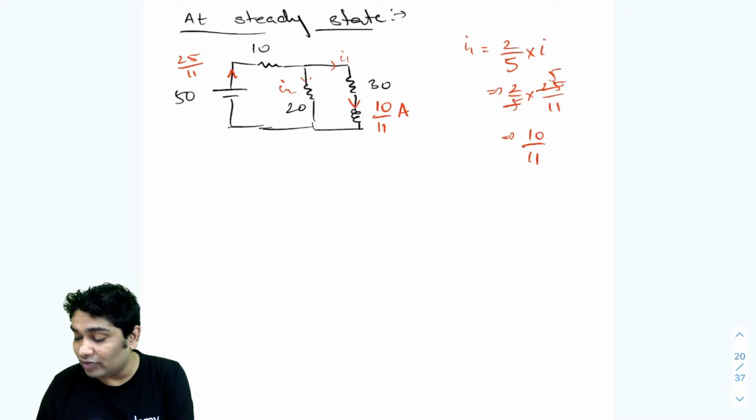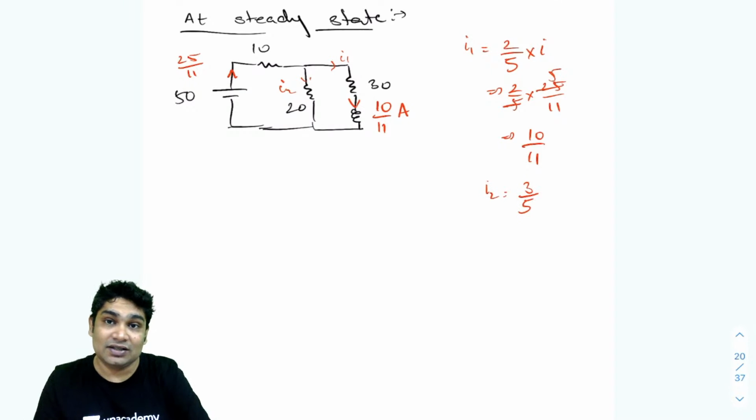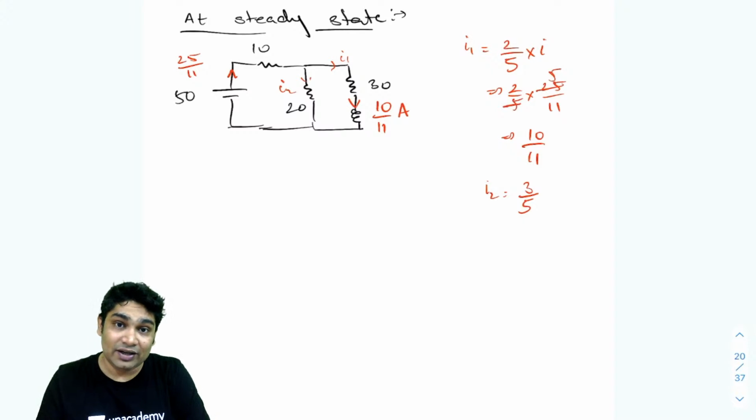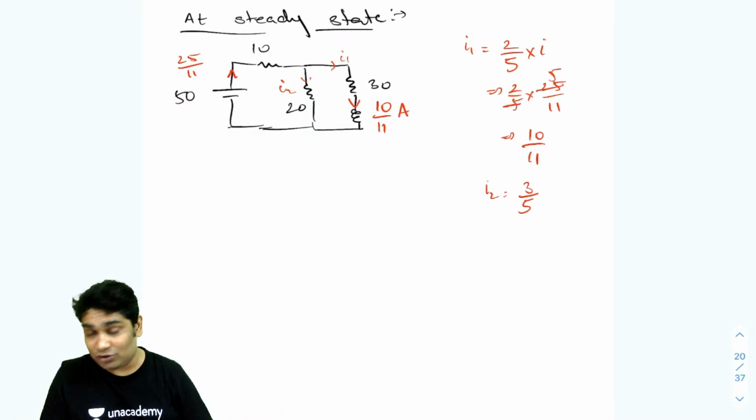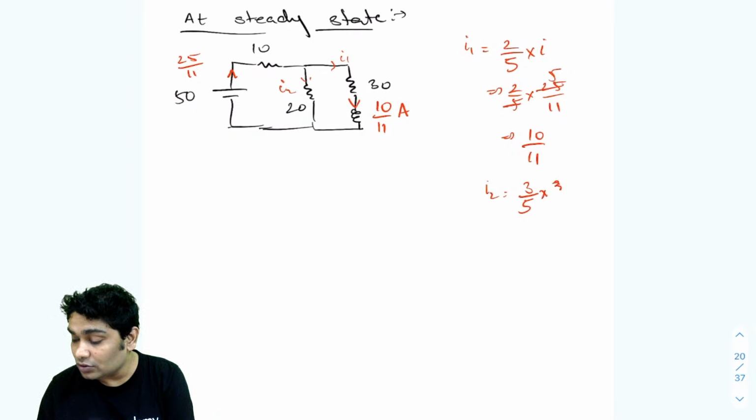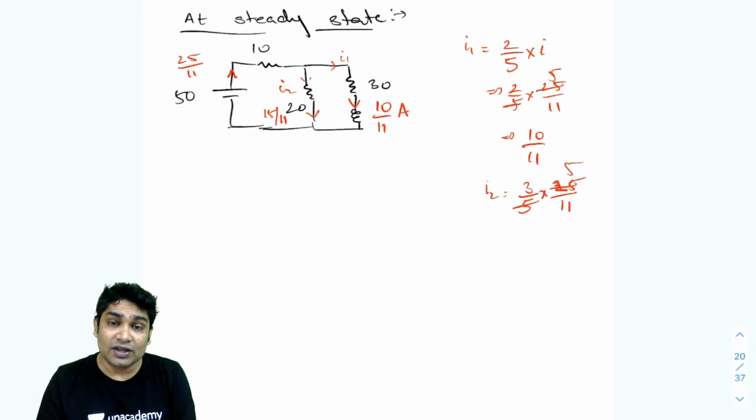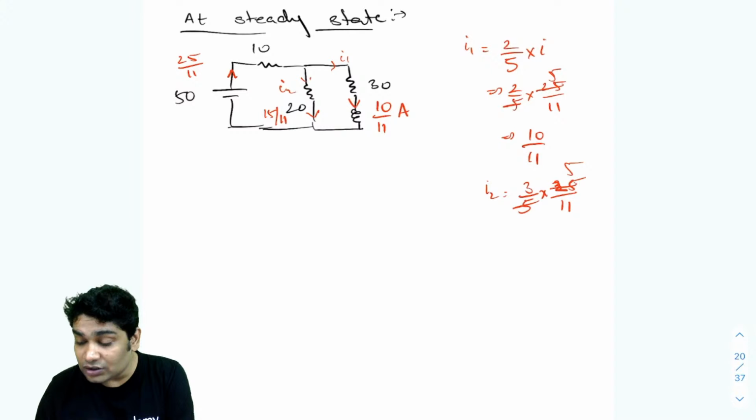And similarly, I2 would have been 3 over 5, inverse ratio of the resistances. The ratio of the resistances is 2 is to 3. So in one you will have 2 by 5, in the other you would have 3 by 5, in the inverse ratio. For 20, you would have had 3 by 5. So here you would have had 15 by 11. Those would have been the currents just before the switch was reopened, when the steady state was achieved. Now imagine if you suddenly open this switch, if the switch here is open now. So when you open the switch, what will the circuit look like?